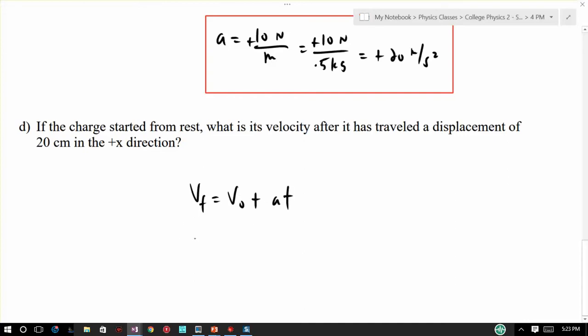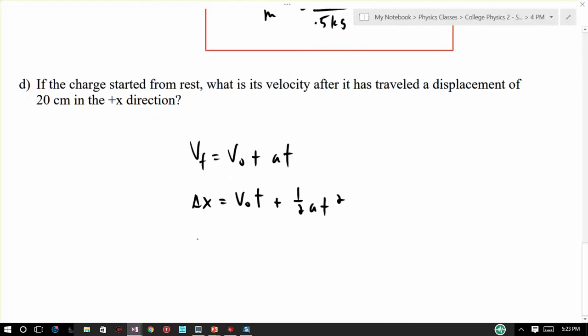Vf is equal to V0 plus at. You have this equation here. Another is delta x equals V0 t plus, that's a plus, 1/2 a t squared. Another one is Vf squared is equal to V0 squared plus 2a delta x. All right, so these are the three most used equations in Physics 1. So which one are we going to use? We don't have a time, so that narrows it down. What's the only one that doesn't have a time in it? The last one, right?